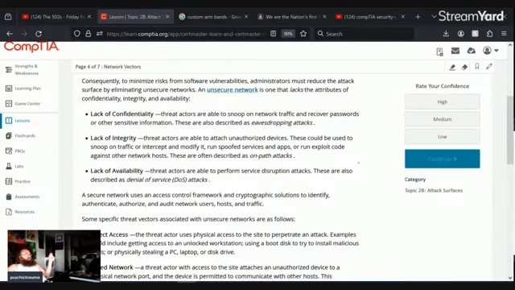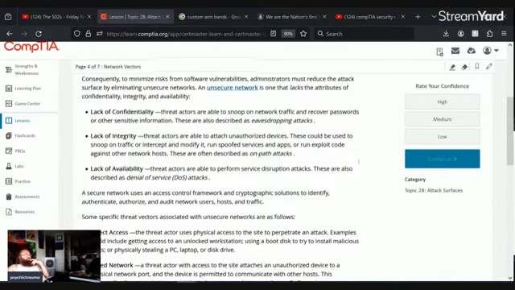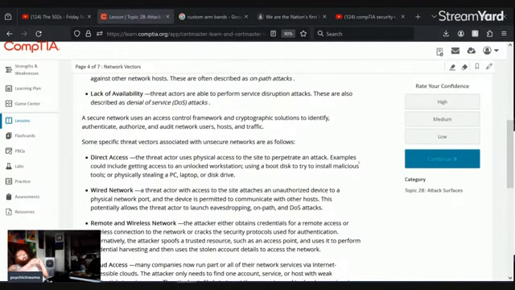A secure network uses an access control framework and cryptographic solutions to identify, authenticate, authorize, and audit network users, hosts, and traffic. Some specific threat vectors associated with unsecured networks are as follows. Direct access: the threat actor uses physical access to the site to perpetrate an attack. Examples could include getting access to an unlocked workstation, using a boot disk to try to install malicious tools, or physically stealing a PC, laptop, or disk drive.